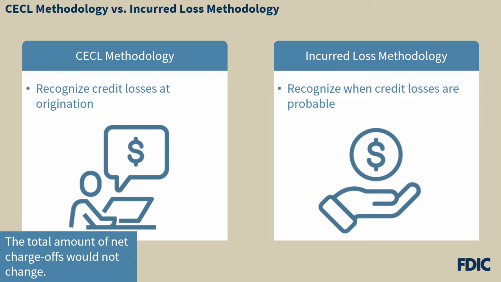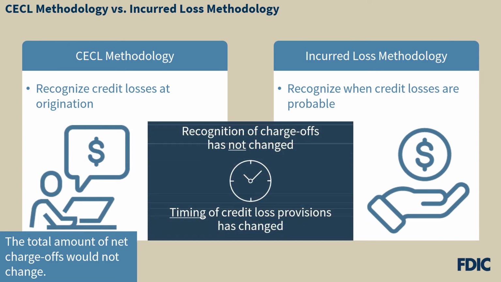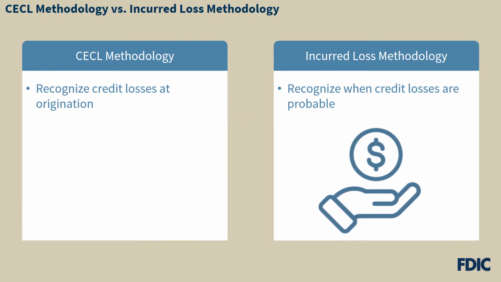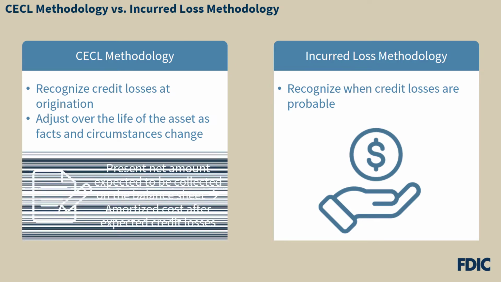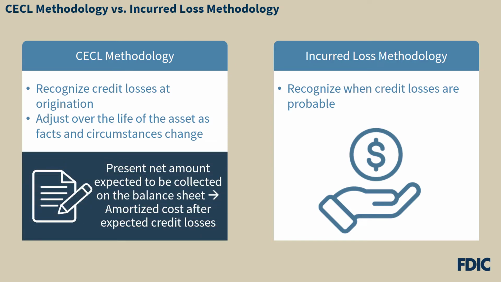The timing of the actual charge-off of an asset also does not change. That is, charge-offs would continue to be recorded when amounts are deemed uncollectible. Rather, the timing of credit loss provisions changes. Instead of the incurred loss method of recognizing a credit loss when it is probable and incurred, CECL requires an estimate of the entire expected credit loss to be recorded at the time of origination and then adjusted over the life of the asset as facts and circumstances change. This is because bank balance sheets are expected to reflect the net amount that is expected to be collected. The net asset amounts on the balance sheet will reflect the amortized cost after expected credit losses.